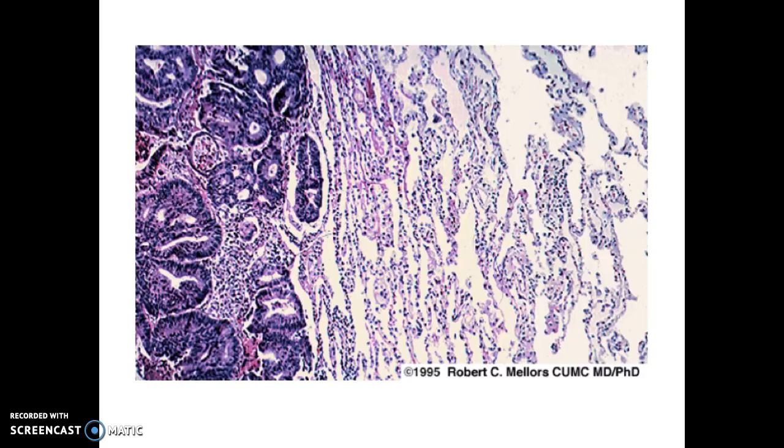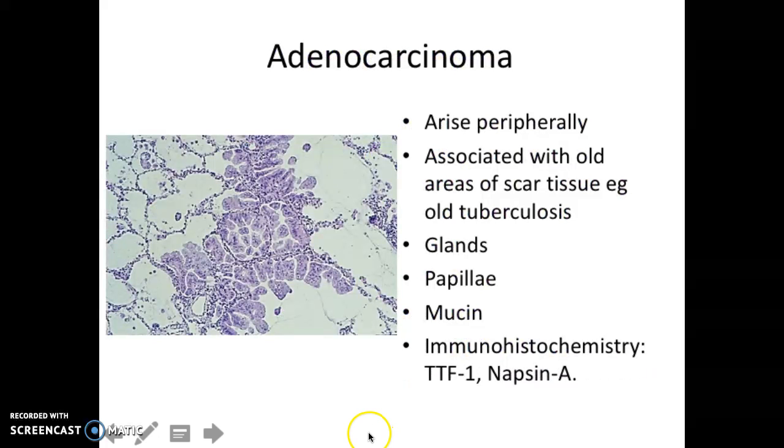Next, this is a picture of adenocarcinoma, and if you can see on your right hand side, that's the normal alveoli that you see here, and this is the malignant glands, which are separated by the desmoplastic stroma. And unlike squamous cell carcinoma, adenocarcinoma arises at the peripheries of the lung, and it is associated with old areas of scar tissue. For example, patients with old tuberculosis scar have a tendency for adenocarcinoma to occur there.